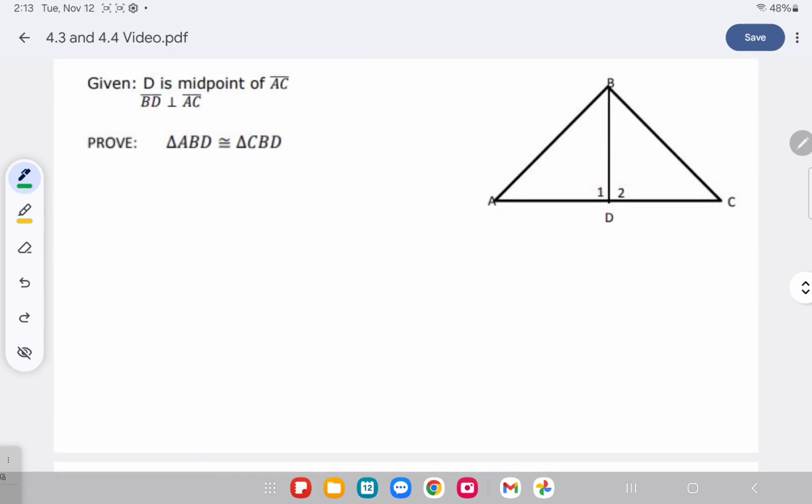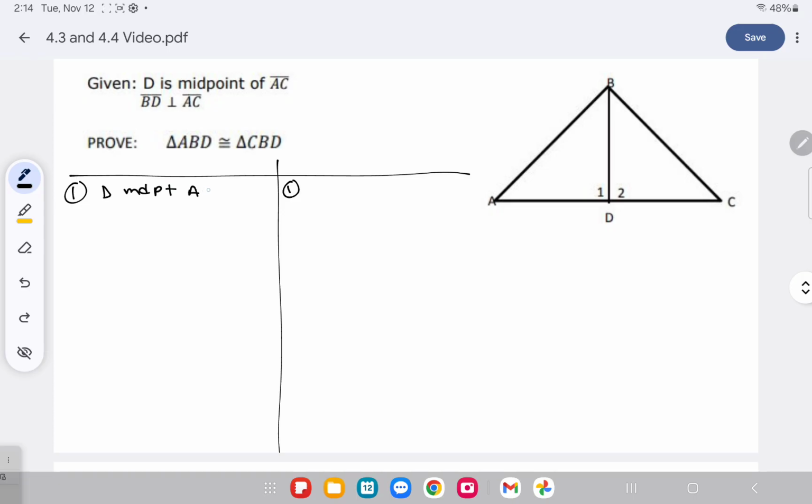Let's try a trickier one. So I've got two given statements. So first we know that D is the midpoint of AC. And we know that BD is perpendicular to AC. So no congruent statements left yet. I have 3 to go, that means, to use one of our shortcuts.